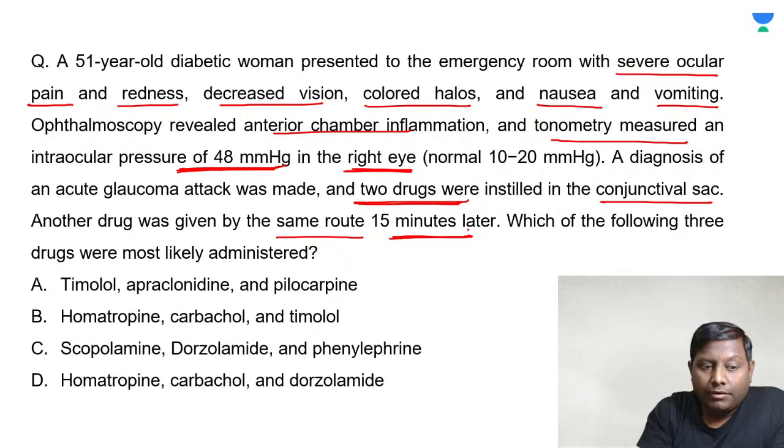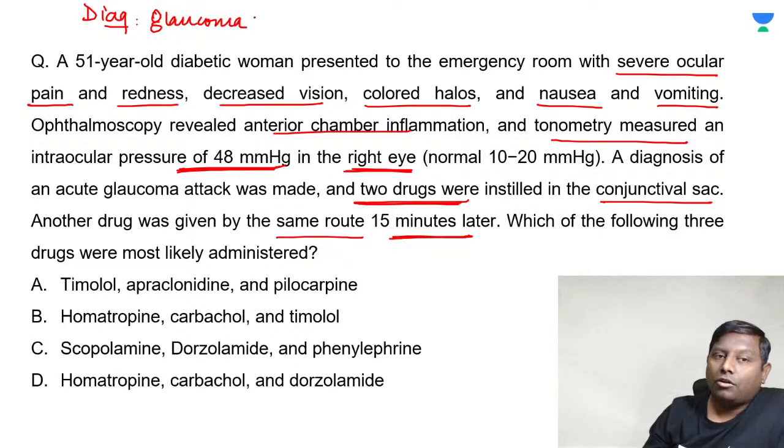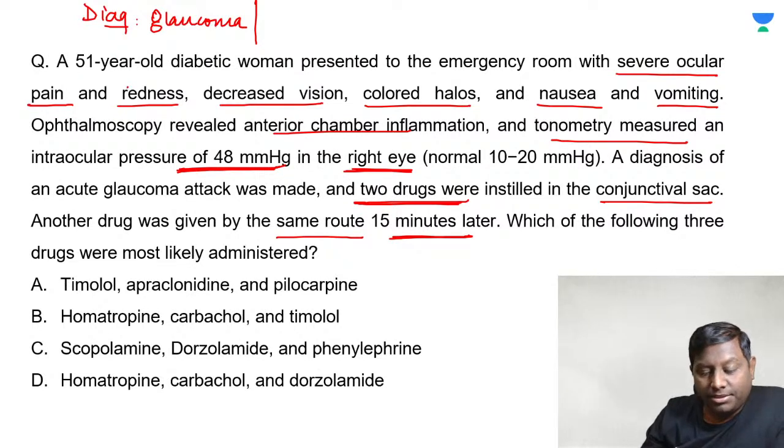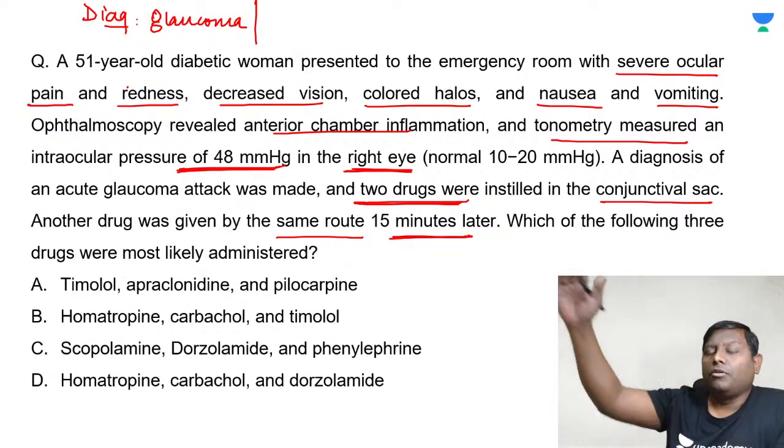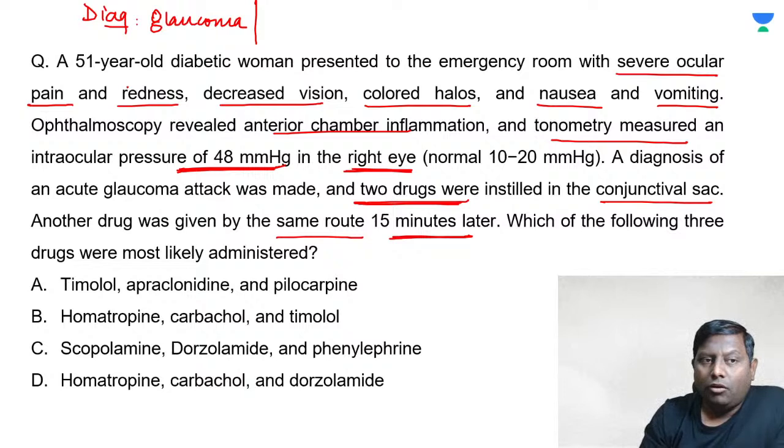Now, out of the given choices, what is the diagnosis that they have made here, guys? Diagnosis here is actually glaucoma. This is actually a case of glaucoma. Angle closure glaucoma is possible, because redness, decreased vision, acute onset is always angle closure, because open angle glaucoma usually develops over a long period of time. Acute onset will be mostly angle closure glaucoma.